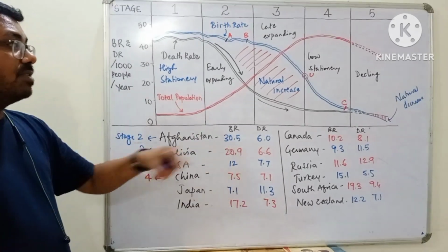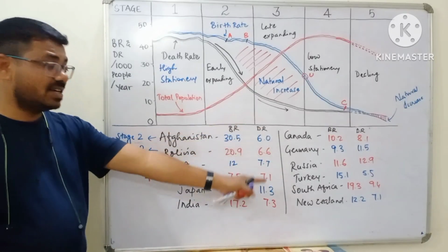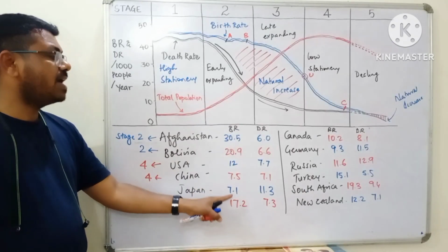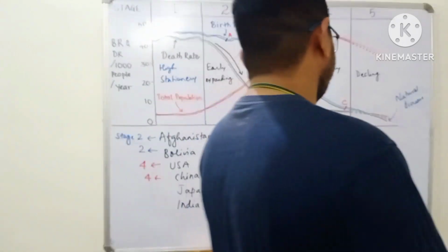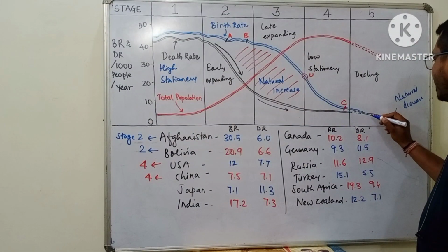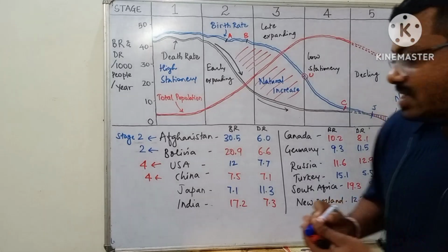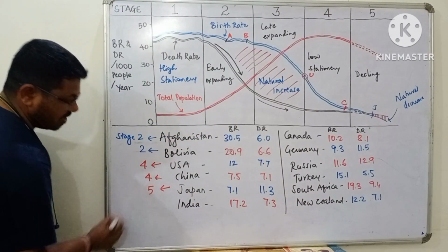Japan 7.1, 11.3. Very clear. Birth rate is lower than death rate. Death rate is 11.3, birth rate is 7.1. It means that Japan has entered this stage. Japan is here, somewhere here. Japan is in stage 5. Can you see Japan is in stage 5?